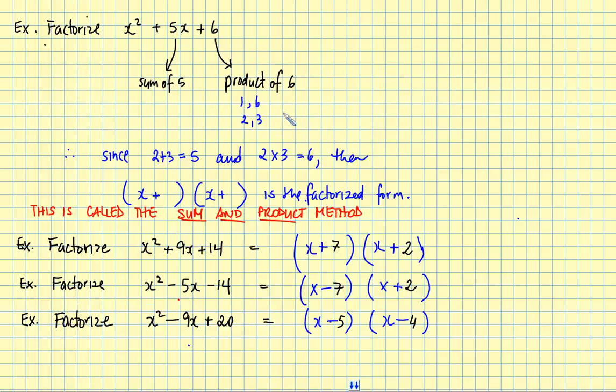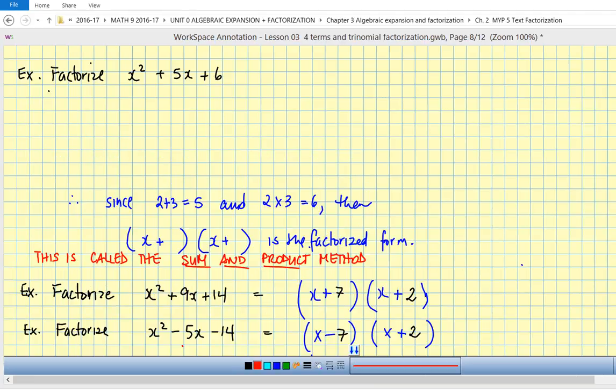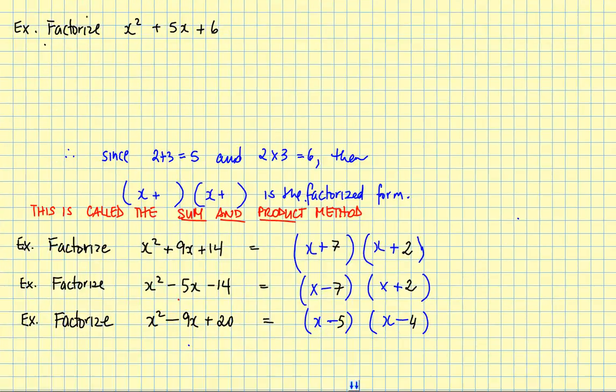All right, let's try another one, so that we've got x squared plus 5x plus 6. Again, we are looking for two numbers that multiplied are going to equal 6, and added, they're going to equal 5.